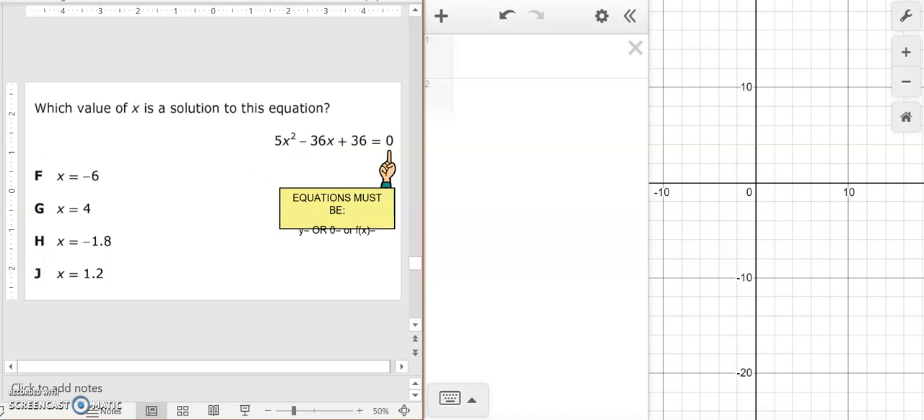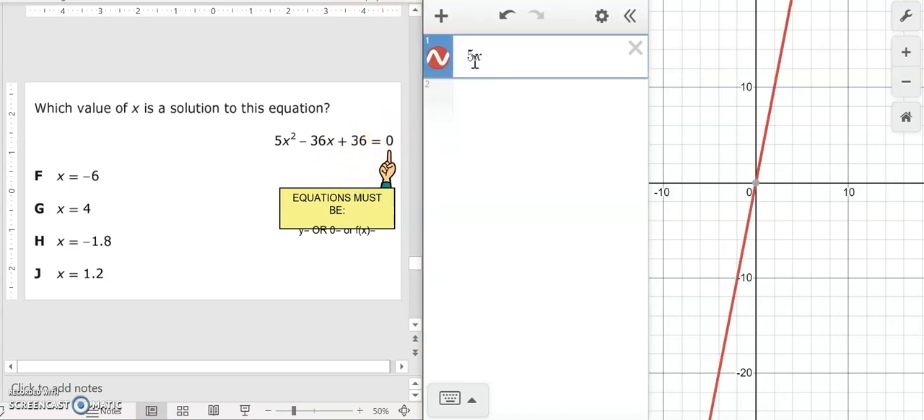Same thing with this one. Which value of x is a solution to this equation? So we have 5x squared minus 36x plus 36. Hey, it already equals 0. So that's straight up, go into Desmos.